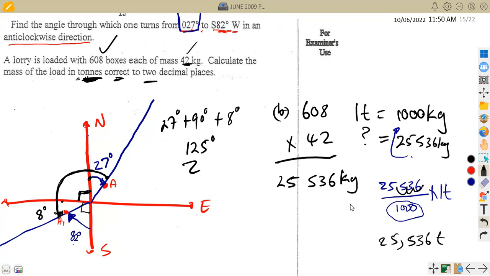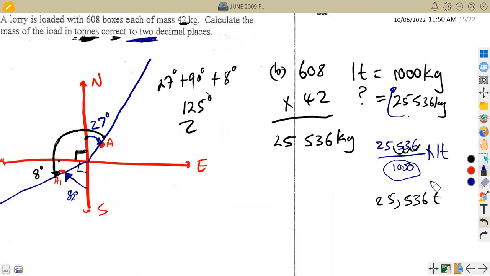25.536 tons. Okay, but after that, the question is instructing us to give the answer to 2 decimal places. So if you are to round off to 2 decimal places, what does this part mean? It means our answer is going to be 1, 2. So it's to be 25.5. The 6 is going to change this 3 into 4. So it's going to be 25.54 tons.